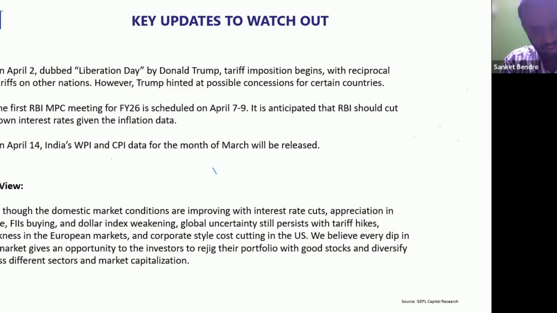So in the short term, we believe there should be volatility in the market. These ups and downs give us the opportunity to improve a portfolio: if we have bought certain stocks at a very high value, we can buy these good stocks at low values and average out a portfolio. We believe this is the right time to invest, and we can do stock SIPs as well on certain stocks, like buy on dips, which is the most favorable strategy.